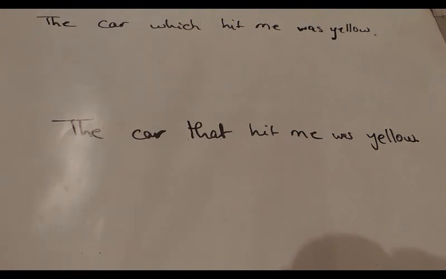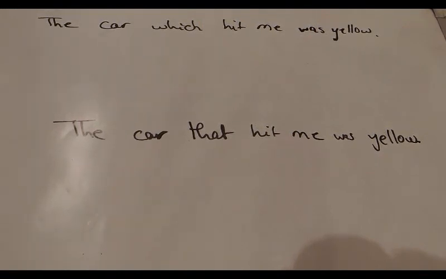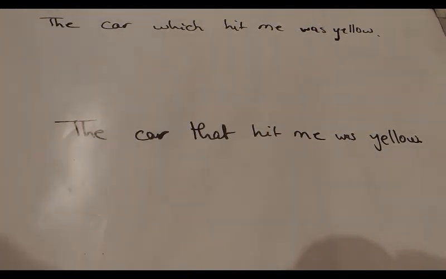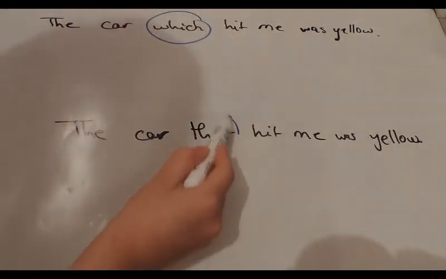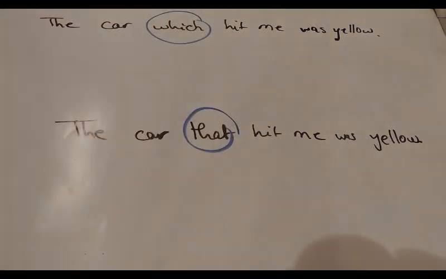Alright, now for which. As you can see, number 1, the car which hit me was yellow, and the second sentence says the car that hit me was yellow. So the only thing I did is that I replaced which with that, just to show you that that in this sentence also works for things, because car is a thing.